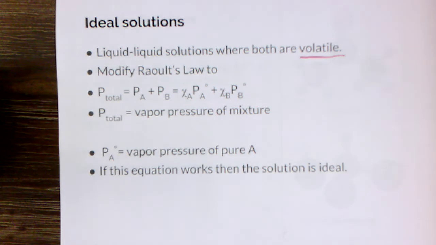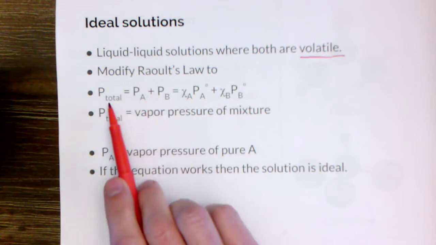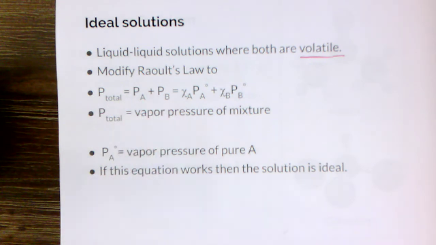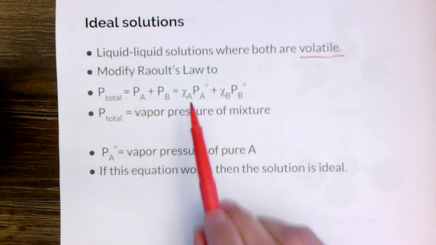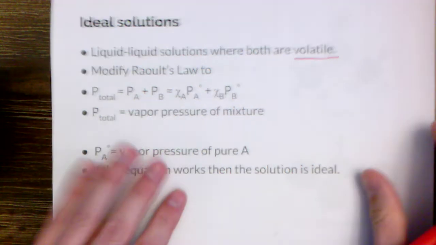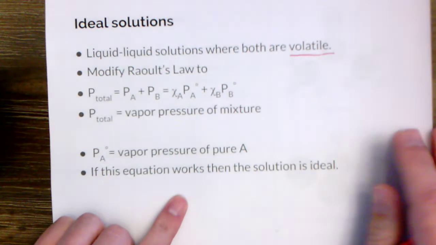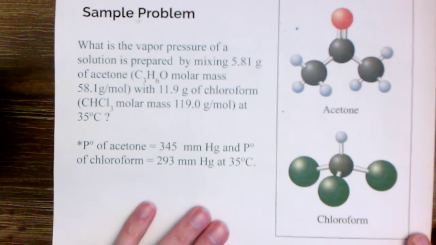So you modify Raoult's law, where it's kind of like Dalton's law of partial pressure, so to speak, where the total pressure is equal to the pressure of A plus the pressure of B. But for each one, you need to account for the mole fraction of A and the mole fraction of B. So the mole fraction of A times the pressure of A plus the mole fraction of B times the pressure of B will give you the total vapor pressure of the solution. It says it works best with ideal situations. Yeah, just like in chemistry, everything is kind of based on ideal situations.